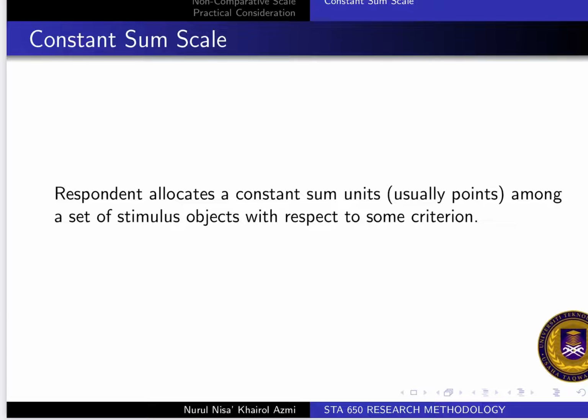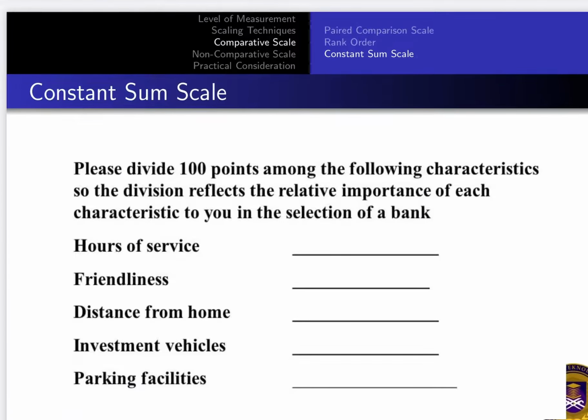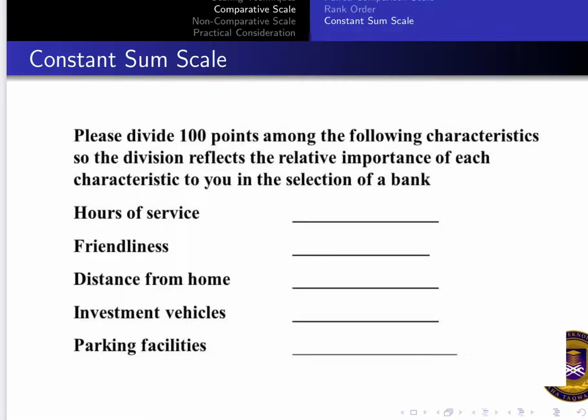Okay, so the next one is the constant sum scale. In a constant sum scale, respondents allocate a constant sum of units, usually points, among a set of stimulus objects with respect to some criterion. So for example here, please divide 100 points among the following characteristics. The division reflects the relative importance of each characteristic to you in the selection of a bank. So you are given 100 points, so you have to divide the score or the importance of these five attributes according to your preference.